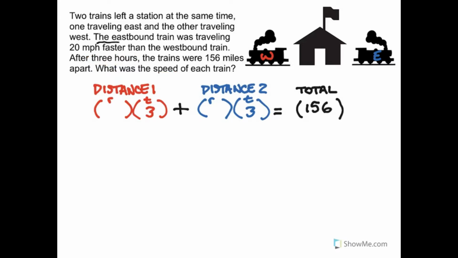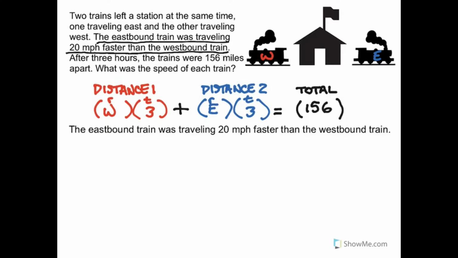Well, I have a sentence that explains their relationship. The eastbound train was traveling 20 miles per hour faster than the westbound train. Let's let W stand for the rate of the westbound train and E stand for the rate of the eastbound train. Our relationship sentence says that the eastbound train was traveling 20 miles an hour faster than the westbound train. So E, the eastbound train rate, is more than the westbound train rate. It's equal to the westbound train rate plus 20.